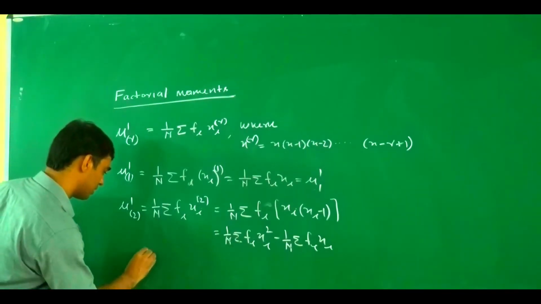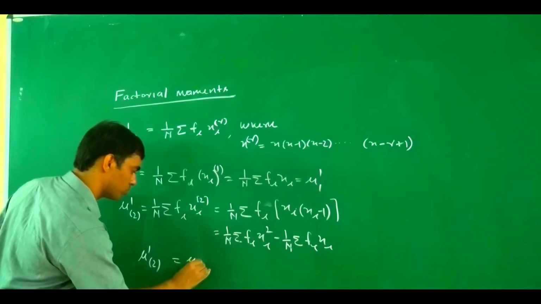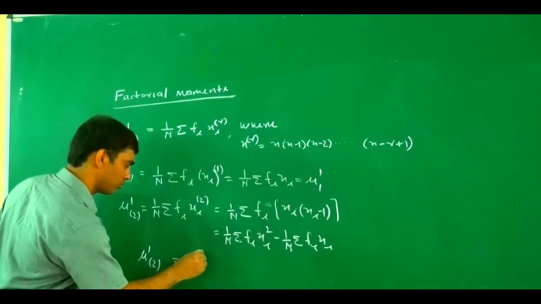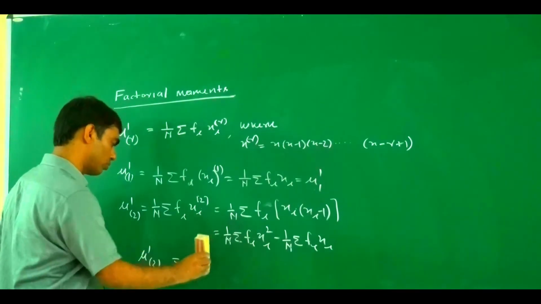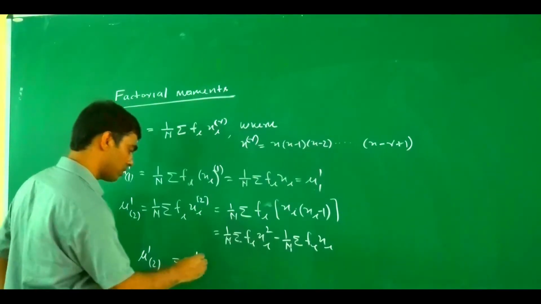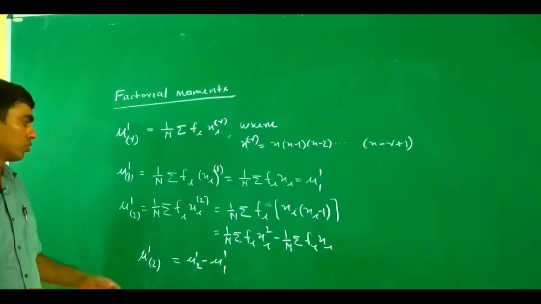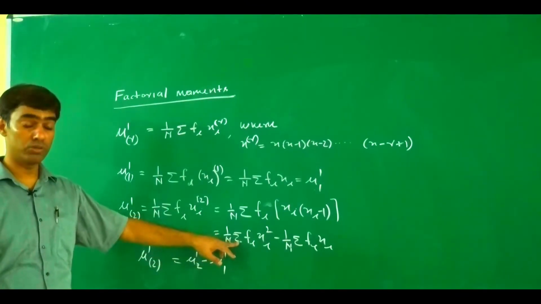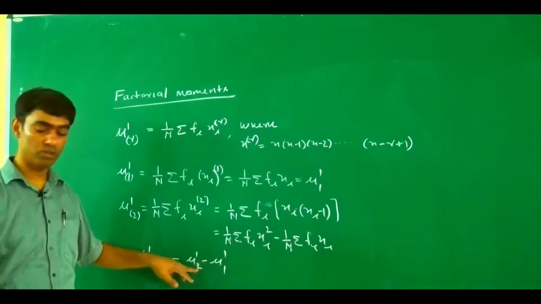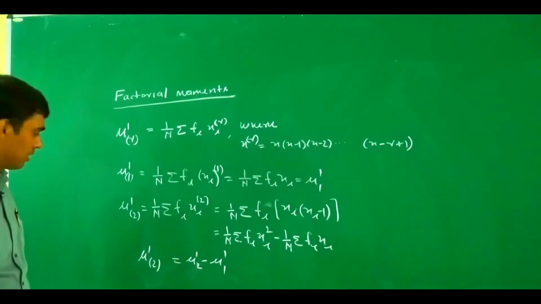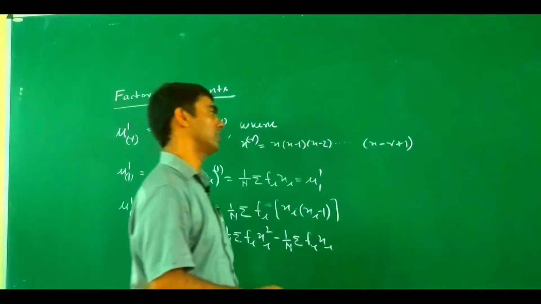So in terms of factorial notation, mu 2 factorial equals mu 2 dash minus mu 1 dash. Here mu 2 dash is the moment about origin, meaning the value of a is 0. Similarly, we find mu 3 and mu 4 in terms of factorial notation.